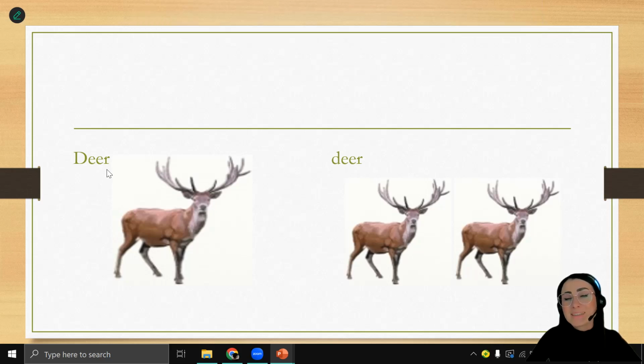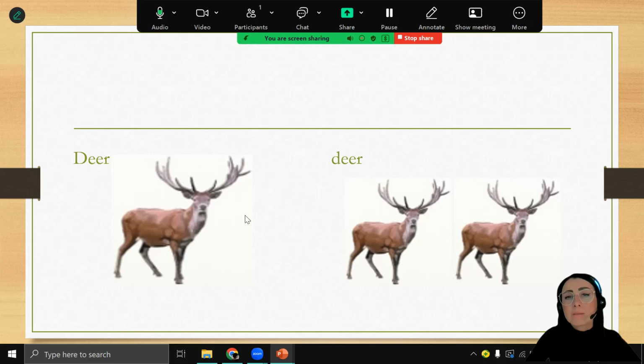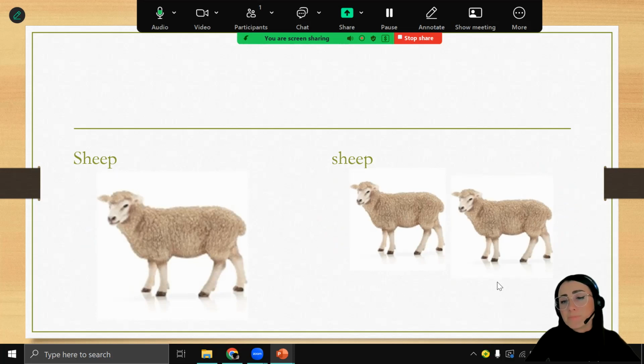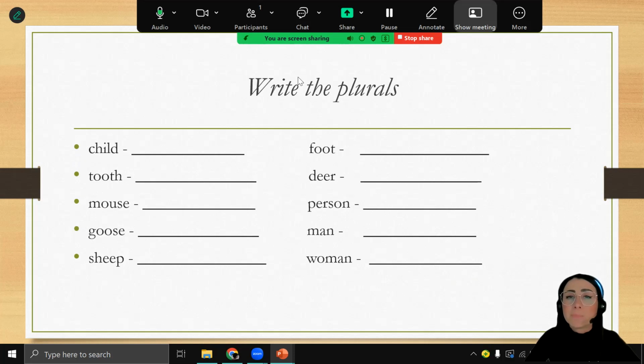Can you see it? The same word. This irregular plural does not change. One deer, many deer, two deer. The word remains the same. And there are some other words which don't change. For example, fish, fish. One fish, two fish. Sheep, sheep. All you need to do is to remember all of them.